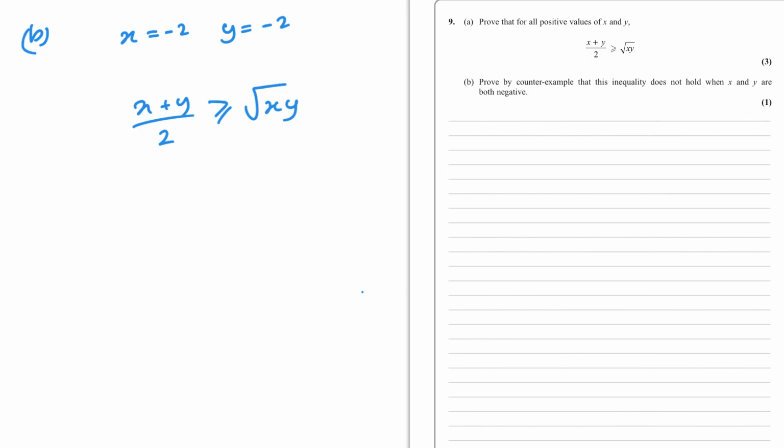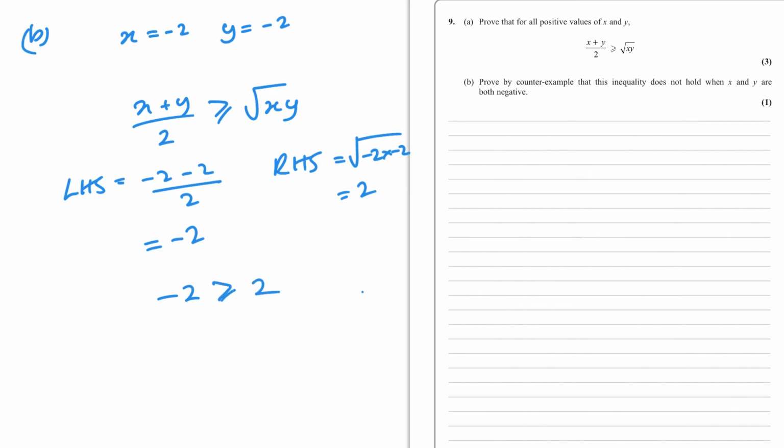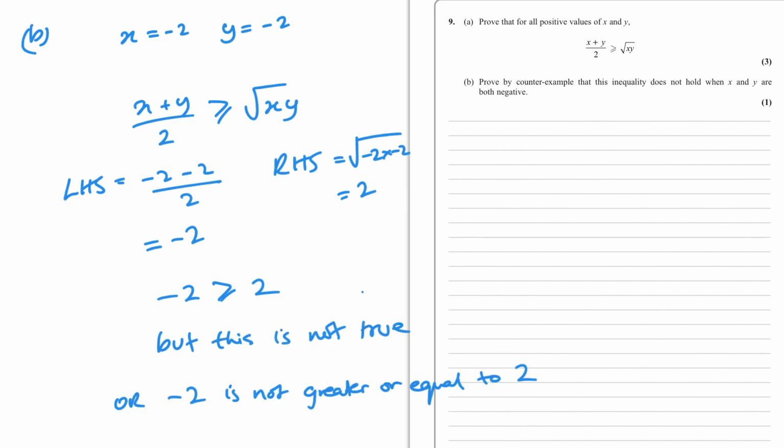So let's have a little look at the left hand side here. We get minus 2 over 2, so it's minus 4 over 2, which is minus 2. The right hand side we have root of minus 2 times minus 2, which is 4, which is 2. Minus 2 is greater than or equal to 2 clearly doesn't work. And that's how I would then essentially finish some sort of statement just to say, but this doesn't hold true. Something along those lines.